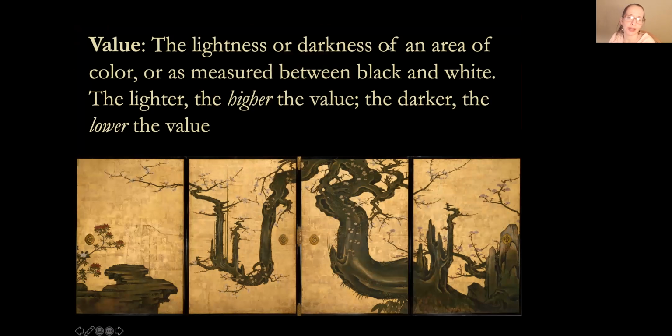Value is the degree of lightness or darkness of an area of color. So it's measured between black and white. The lighter the color, the higher the value, the darker, the lower the value.